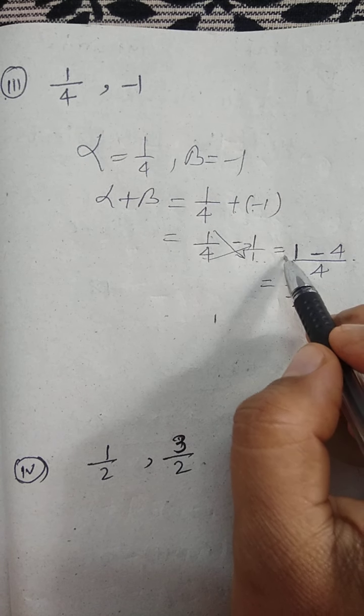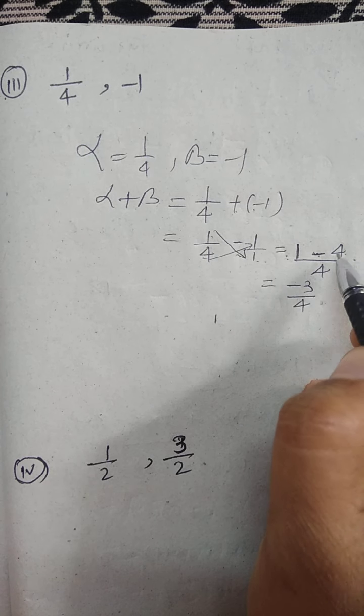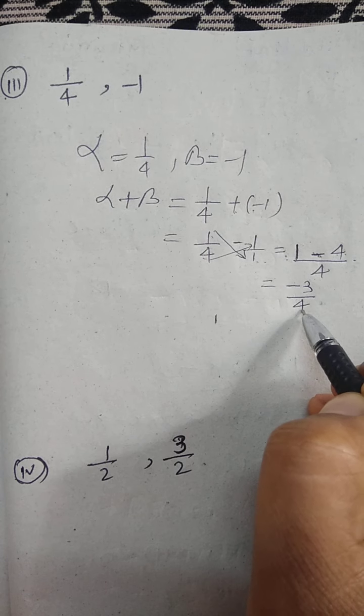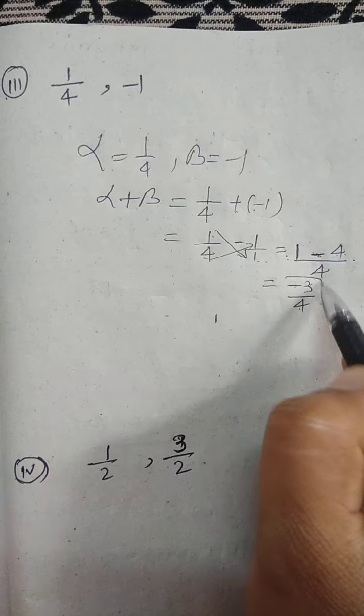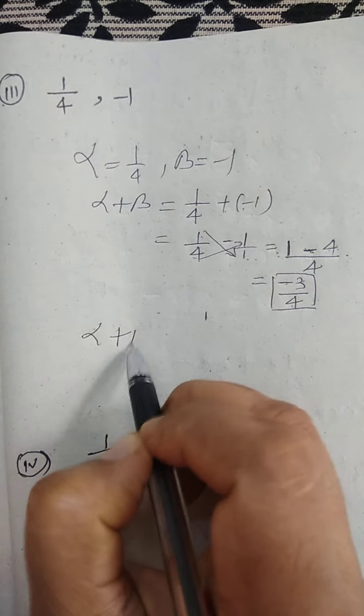Here see, positive sign, here negative sign. If signs are different, you have to subtract and you have to write this sign. Okay, minus 3 by 4. This is the value of alpha plus beta. And alpha into beta.